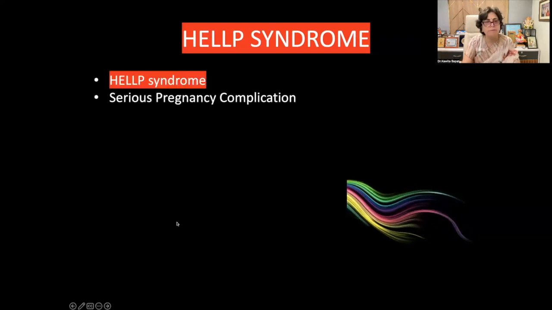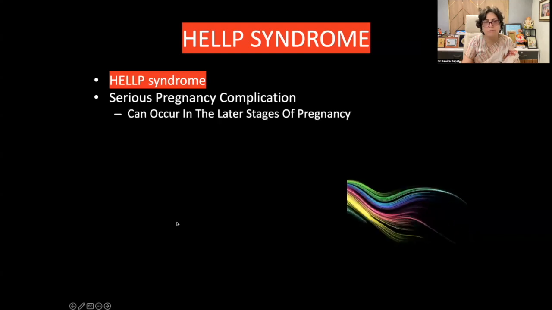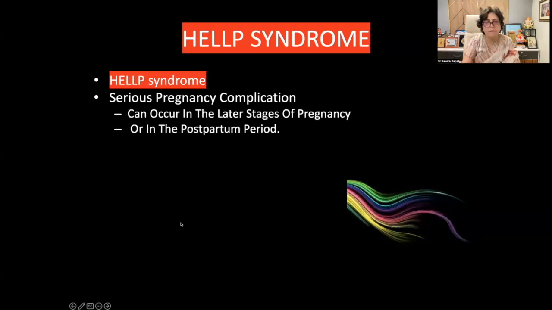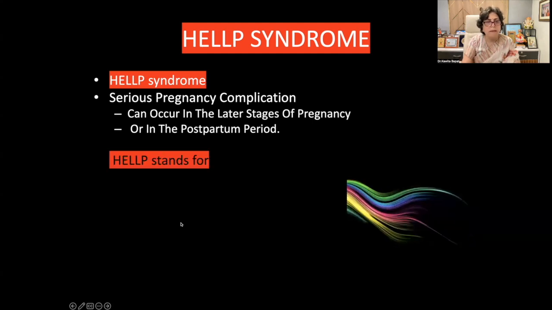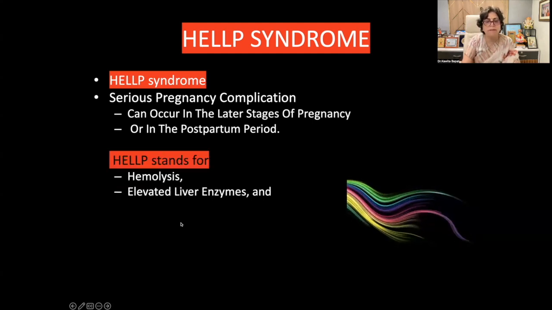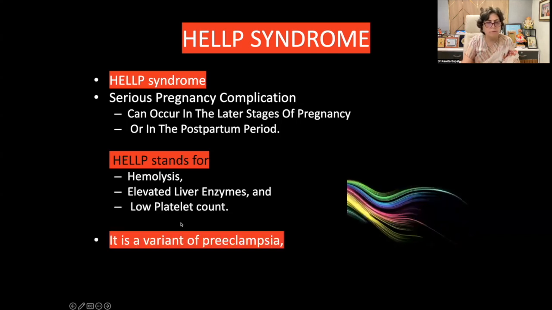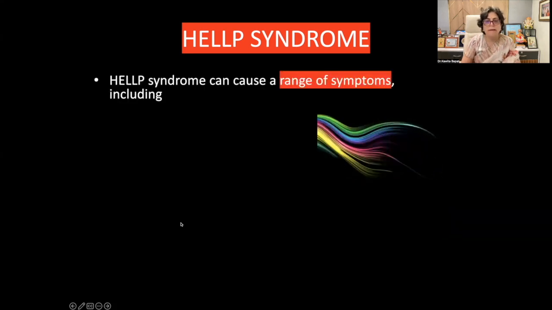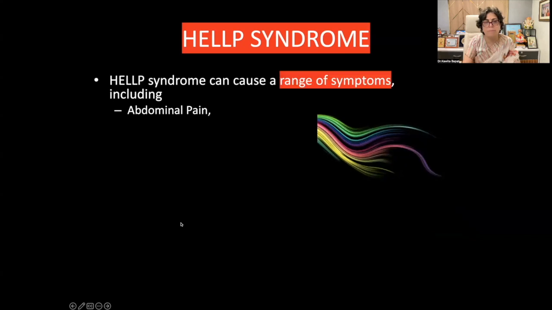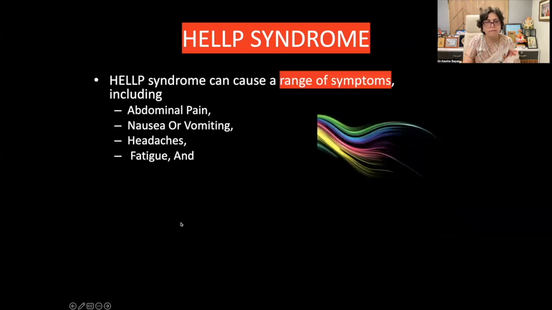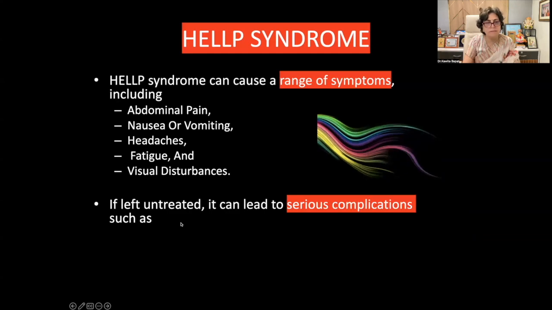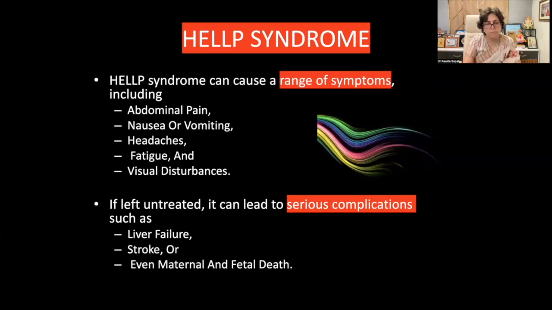Now, how do we define HELLP syndrome, how does it work, how does it go on? These are the points. HELLP syndrome is a serious pregnancy complication that can occur in the later stage of pregnancy or in the postpartum period. HELLP stands for hemolysis, elevated liver enzymes, and low platelet count. It is a variant of preeclampsia, and it can cause a range of symptoms including abdominal pain, nausea or vomiting, headaches, fatigue, and visual disturbances, and if left untreated can lead to serious complications such as liver failure, stroke, and even maternal and fetal death.